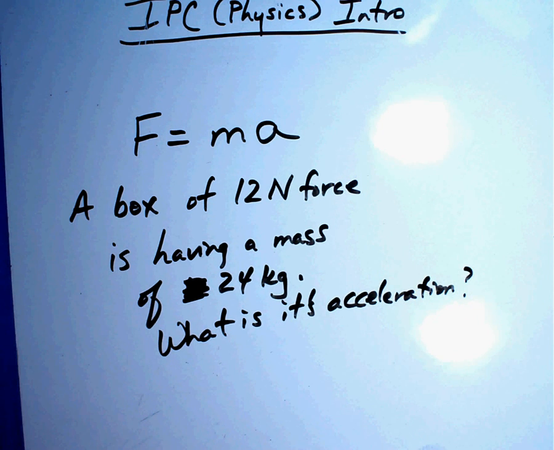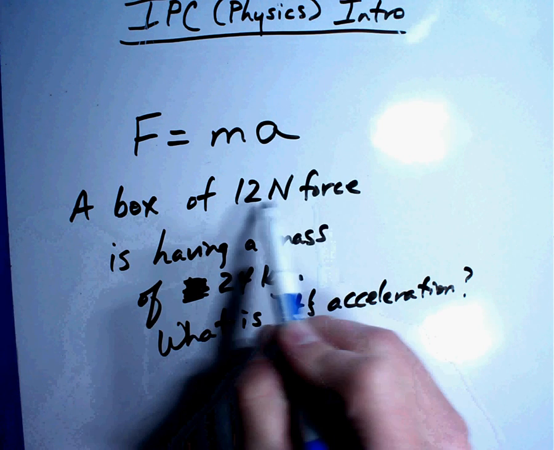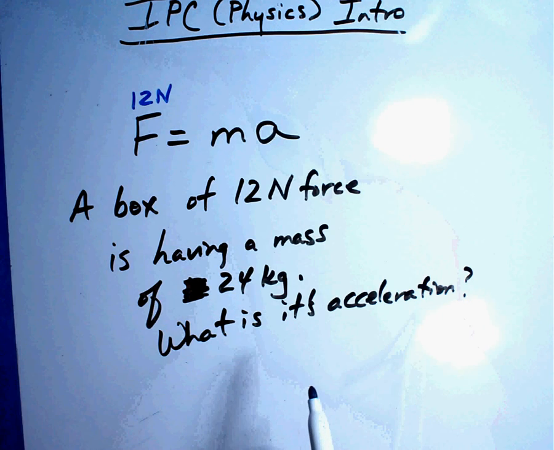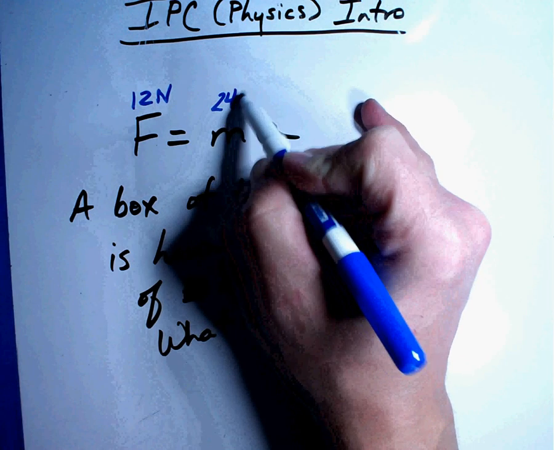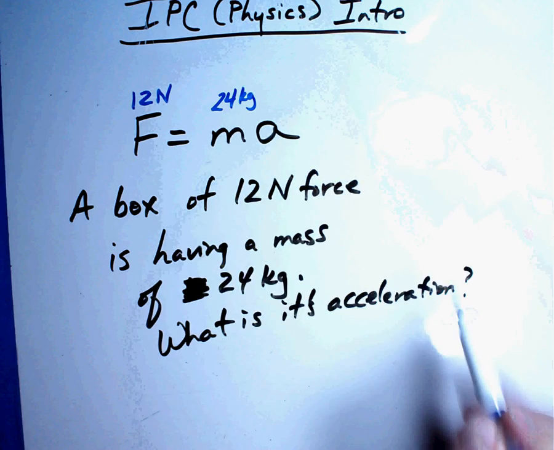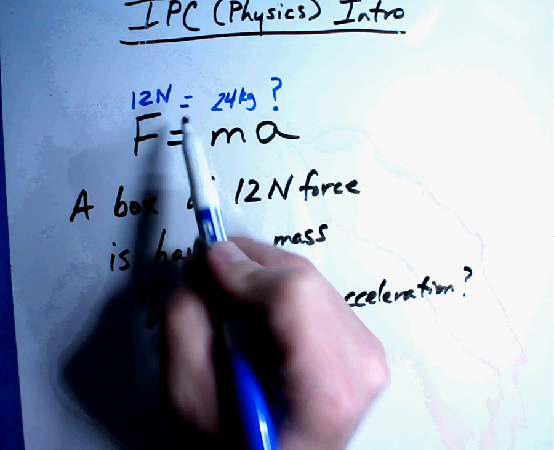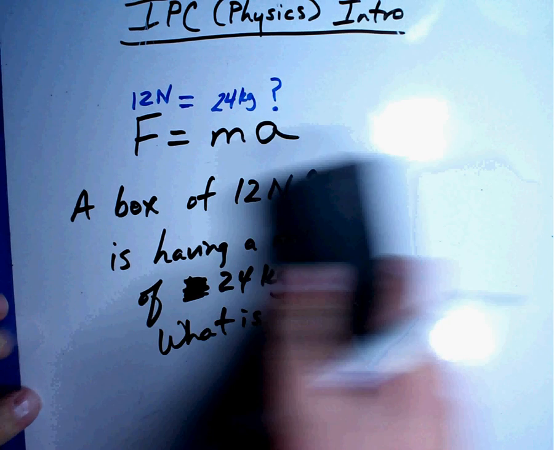Give you a second to pause and write this question down. Here's how you work the problem. You always take the formula and you just put the numbers where they go. A box of 12 newtons force, that means that 12 newtons goes right there in that place, is having a mass of 24 kilograms. What is its acceleration? There's my question mark. Sometimes if you like algebra, then you put an x there. It doesn't matter. Well, I'm going to erase the question. Let's see if we can work it out.